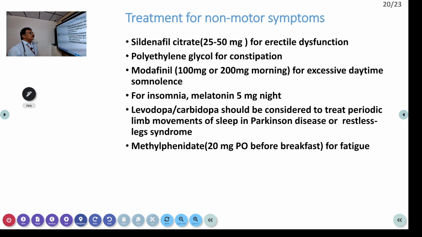Treatment of non-motor syndrome: for erectile dysfunction, we give sildenafil; polyethylene glycol for constipation. Constipation is a major problem in Parkinson disease or Parkinson plus syndrome. Modafinil for excessive daytime somnolence or sleep. For insomnia, you can give melatonin. Levodopa carbidopa should be considered to treat periodic limb movements of sleep in Parkinson disease or restless leg syndrome. There is a different disease. Restless leg syndrome is not part of Parkinson disease. Methylphenidate for fatigue.